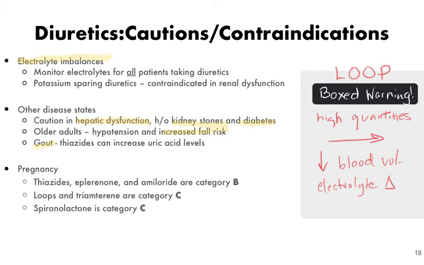We can use thiazides and loops in pregnant patients. We typically use thiazides because they are pregnancy category B. In general, loops and triamterene are category C, as well as spironolactone. So typically, if a patient is in need of a diuretic who is also pregnant, thiazides are typically the drug of choice.